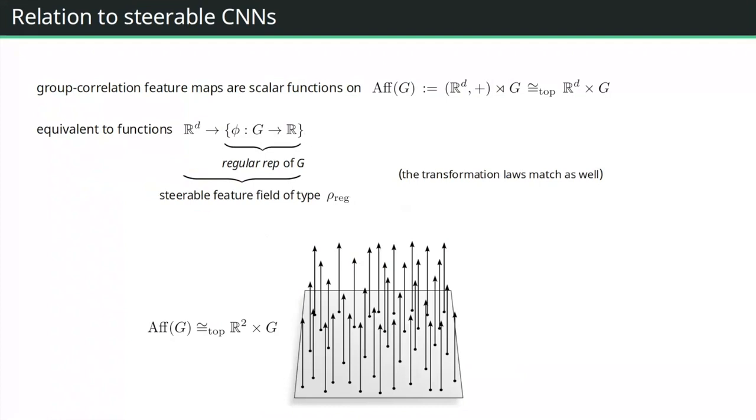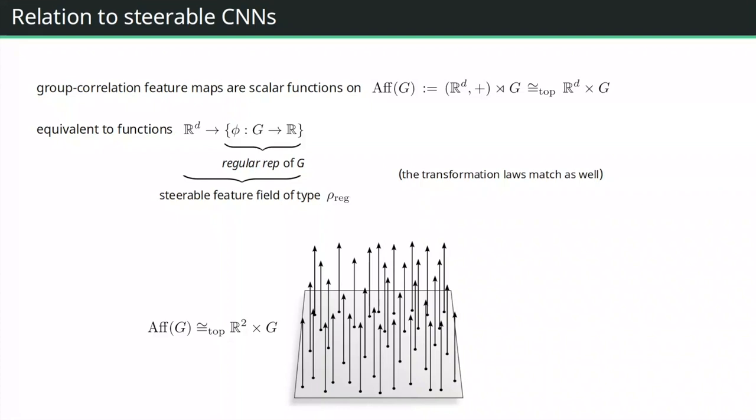To see what is happening here, we have that these feature maps are functions on the affine group. Topologically, you can think about this affine group as just a direct product of R2 and G. It's actually a trivial fiber bundle, which is how we would generalize this further. But as a topological space, the affine group just looks like R2, and then to each point a fiber attached, which looks like G. So if you would have G being SO2, you would have a circle at each point, for instance.